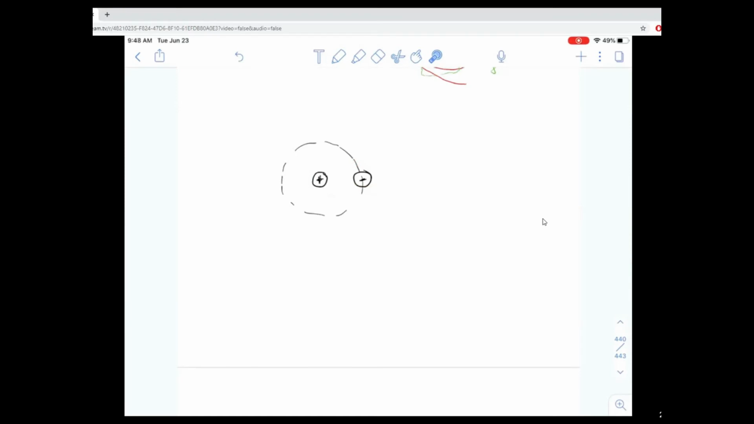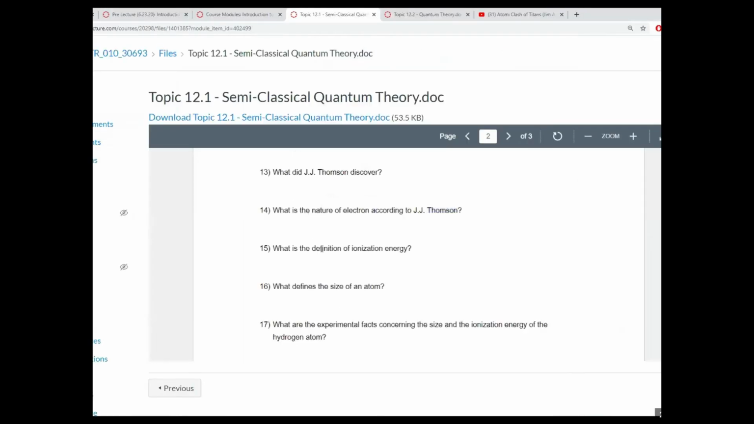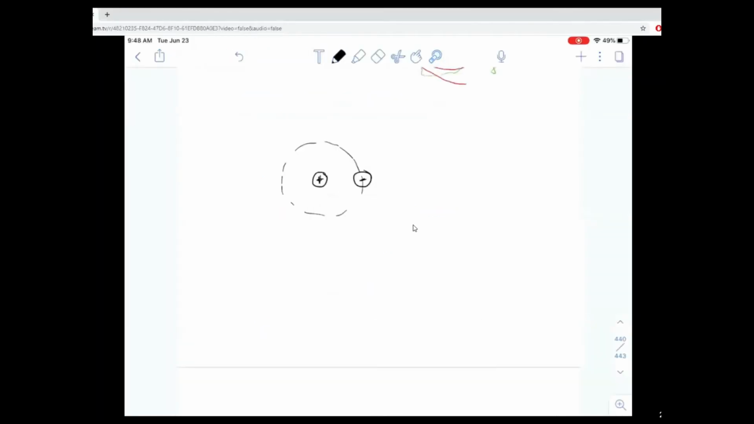A couple of things about the atom that we need to discuss. Ionization energy, we will have to discuss that. What defines the size of an atom, and what are the experimental facts concerning the hydrogen atom? The size of an atom is the radius of an atom. So R is going to be the radius of an atom, and it's going to be measured in meters.